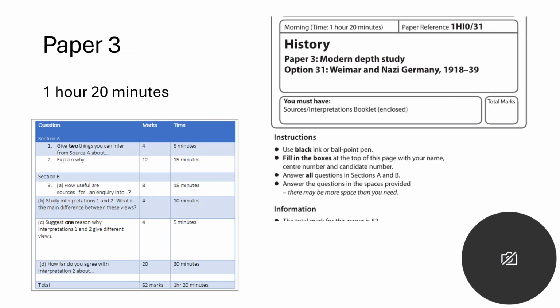Hello Year 11 and welcome to paper 3. So paper 3 is Germany, it's the modern depth study, so Weimar and Nazi Germany 1918 to 1939.